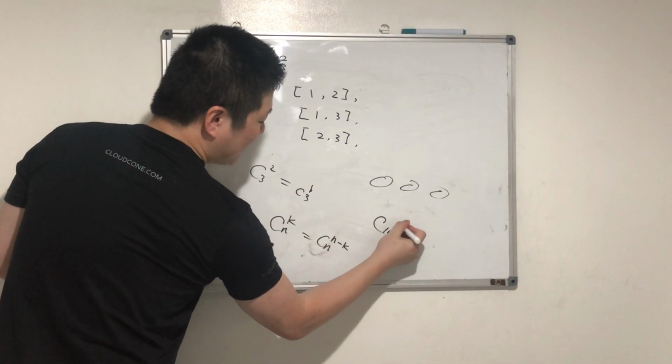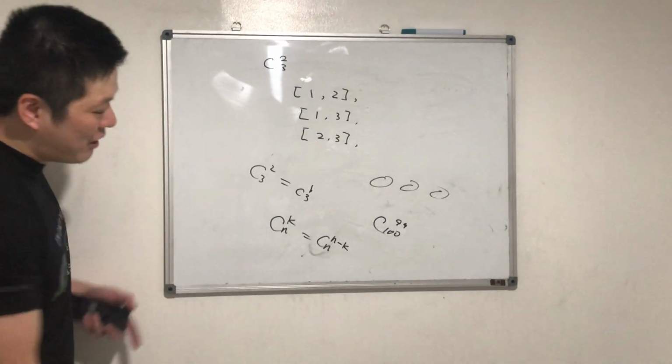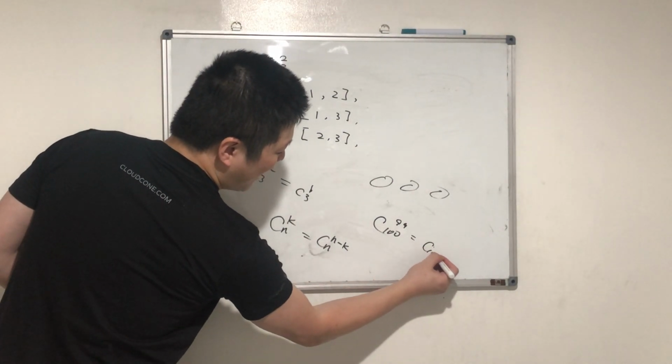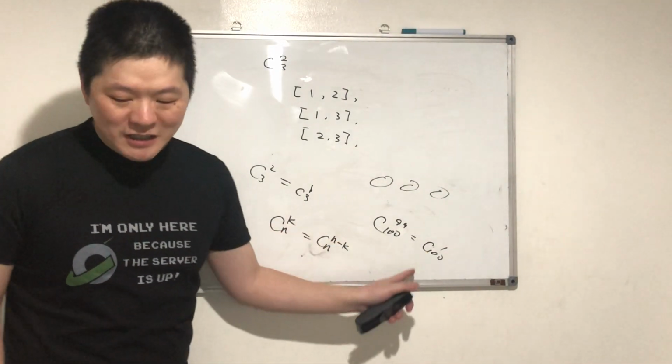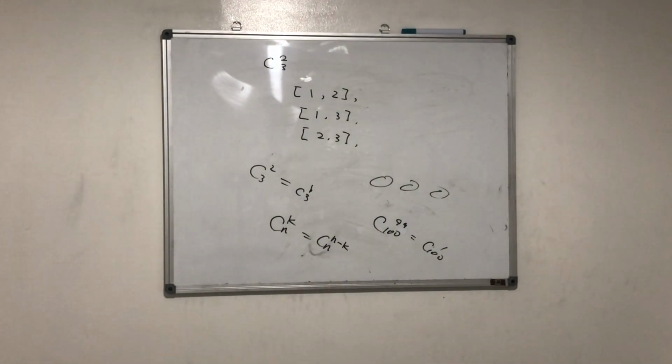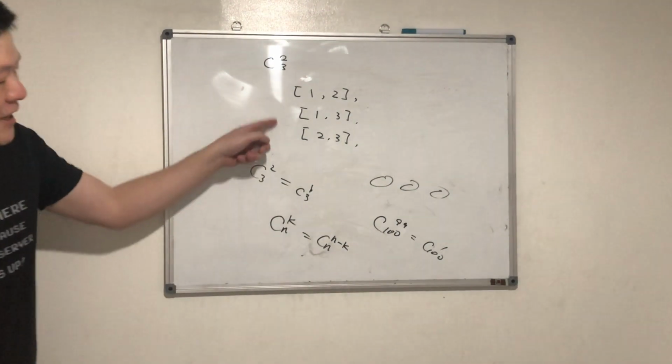C(100, 99) equals 100. Yes, well done. How can we get it? Because this equals C(100, 1). Picking 1 apple out of 100 apples. How many ways can you pick 1 apple out of 100 apples? 100. Good job.